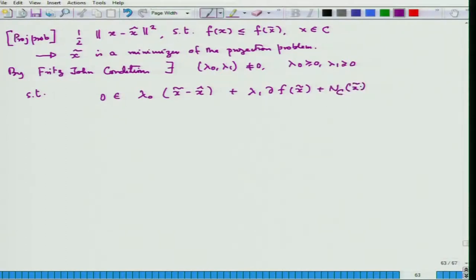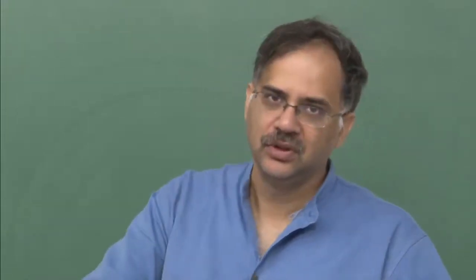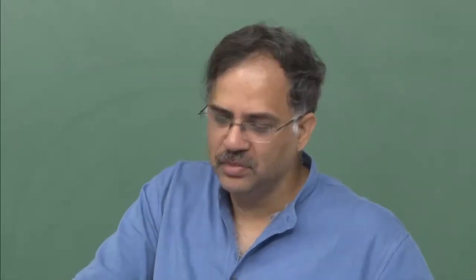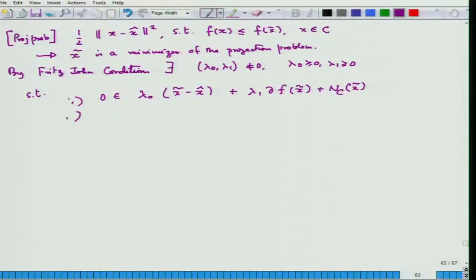See, the problem is that I cannot immediately talk about Karush-Kuhn-Tucker conditions because I do not know whether the Slater condition holds here. If I know that the Slater condition holds, then it is direct, but here I do not know, and let us see what we can do further. This is the first condition, and the second condition is the complementary slackness condition, which says that lambda 1 times f x tilde minus f x bar is equal to 0.